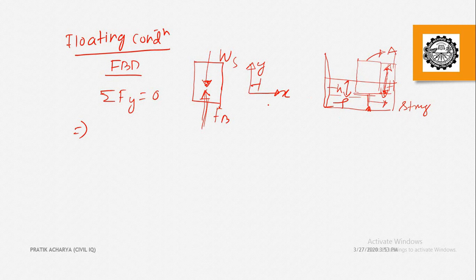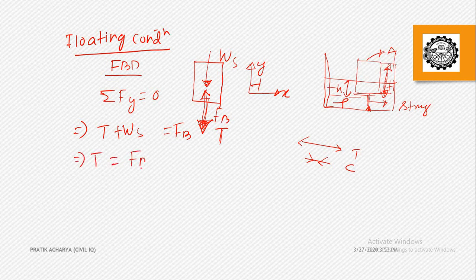So see, a string is acting, so there will be tension. Tension means away from the string, and compression is toward it. This is tension, this is compression. So a tensile force will also act. So if you want to write it down, T plus Ws will be equal to the buoyancy force. So T will be equal to the buoyancy force magnitude minus W. So what is the buoyancy force magnitude? Density of the liquid into g into how much volume has been submerged.